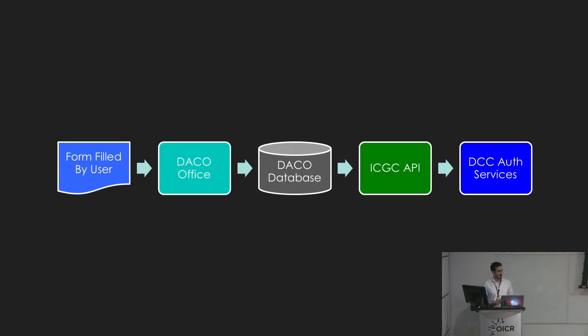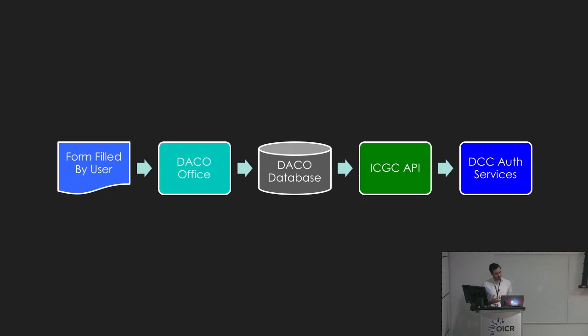So the way that works right now is, if you fill a form, the form gets sent to the DACO office. The DACO office approves that form, assuming they approve it. They check it off and enter that you're DACO approved in some central database. That database is then served by some ICGC API, and we in the ICGC DCC consume that API, do some more user level stuff, and then serve that through our own API.